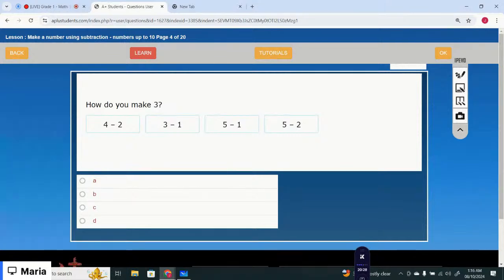How do you make 3, which is the correct option? That is the last option. 5 take away 2 is the correct option. That's the only option that makes 3. So D is the correct option.